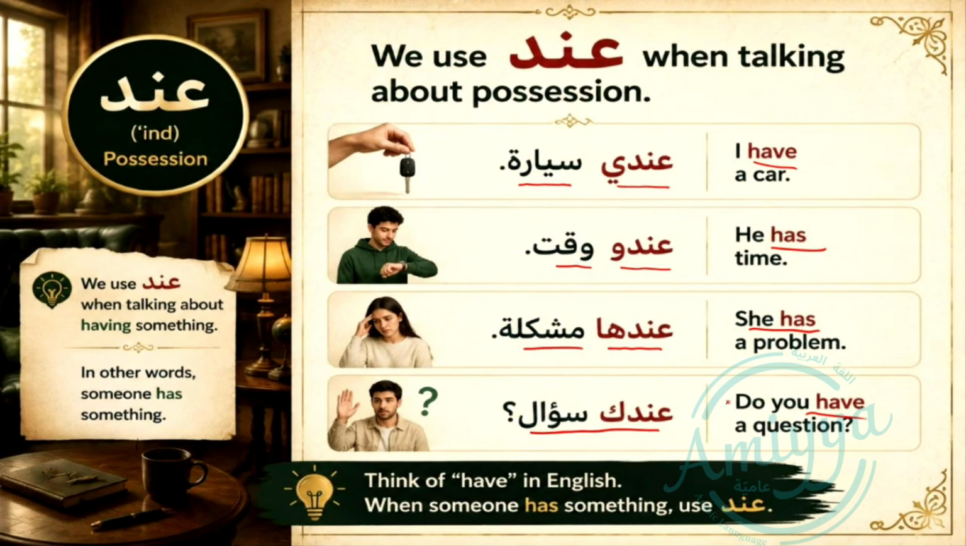Notice something? Every example is about someone having something, a car, a time, a question. They are all things that belong to someone. That's why we use ʿind.